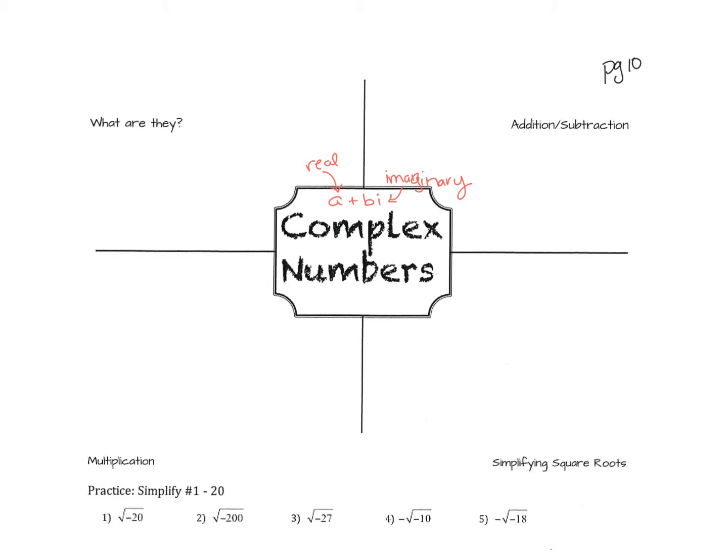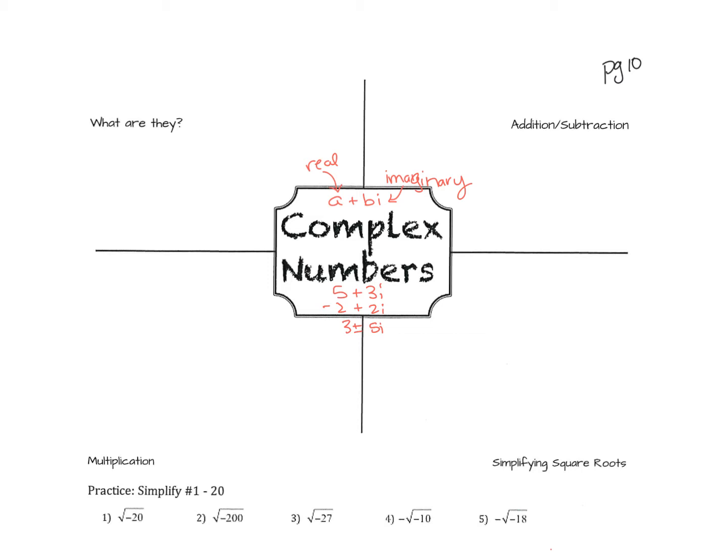So this might look several different ways. For example, 5 plus 3i is a complex number. 5 is my real part, 3i is the imaginary part. Negative 2 plus 2i: the negative 2 is the real part, the plus 2i is the imaginary part. 3 plus or minus 5i, 3 is the real part, the 5i is the imaginary part.